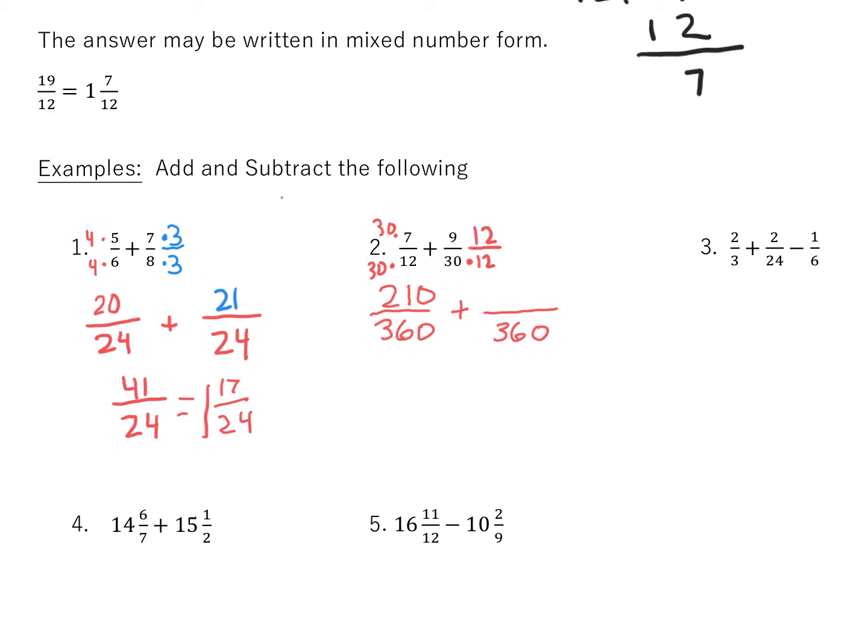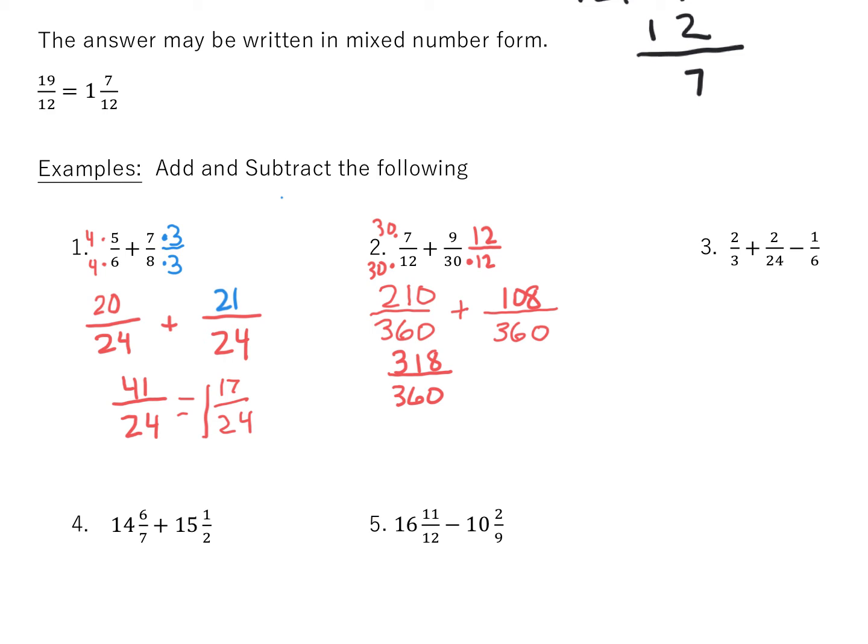You have to do 9 times 12, and of course, that is 108. We're going to leave the denominator as is. We're going to add the numerators. The only difference here is I do not have a simplified fraction.